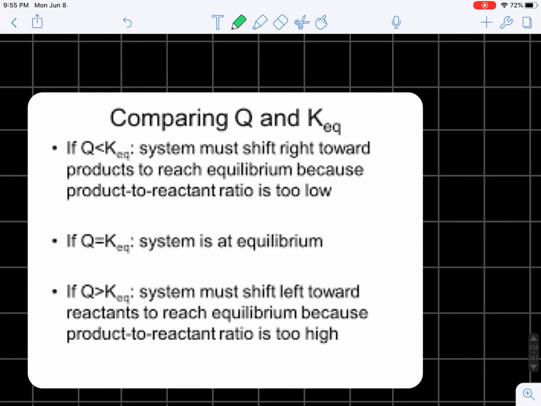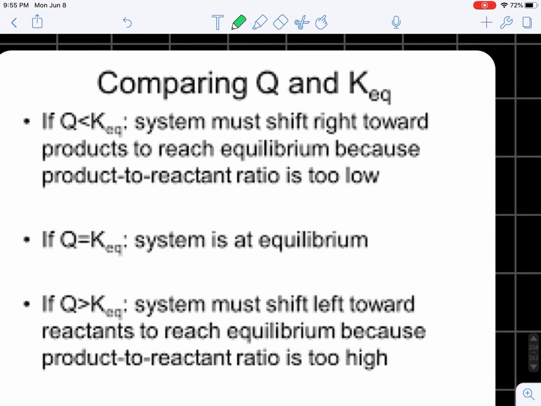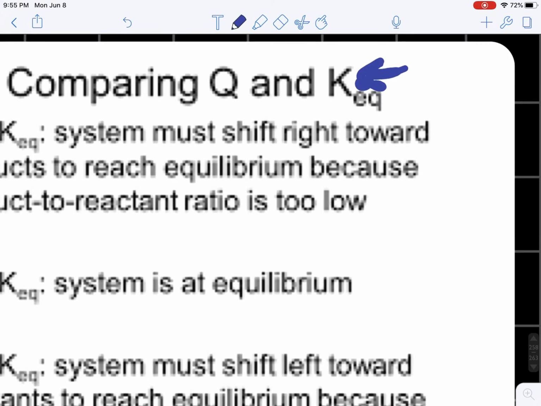All right, so I'm going to introduce something first. Comparing Q and KEQ. When we talk about KEQ, what we're talking about is what we're going to have at equilibria.